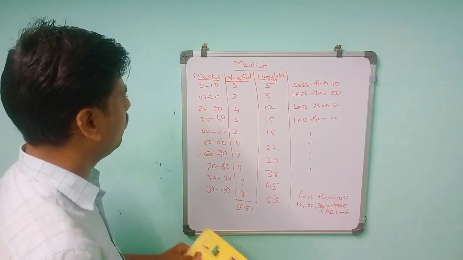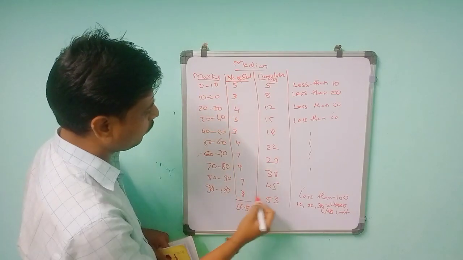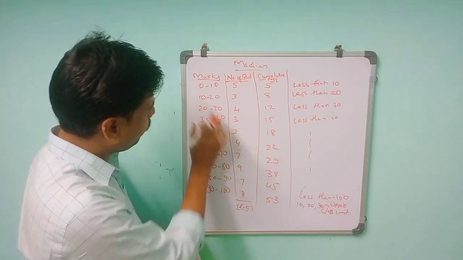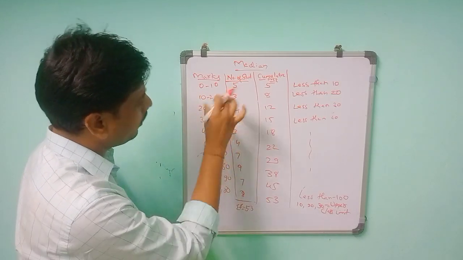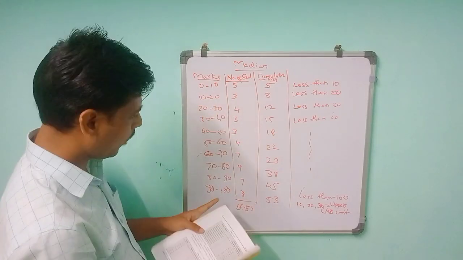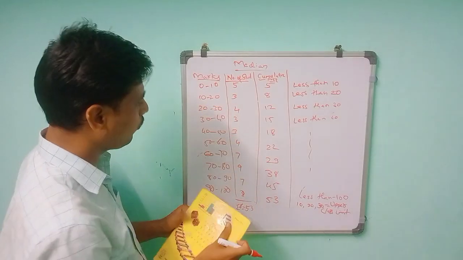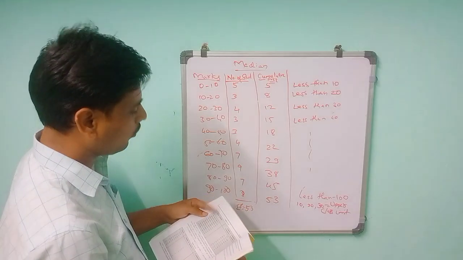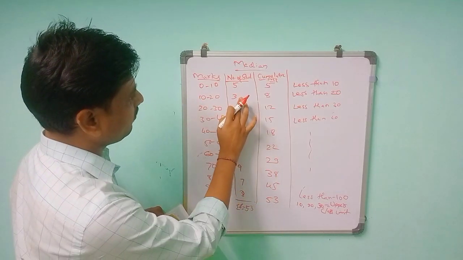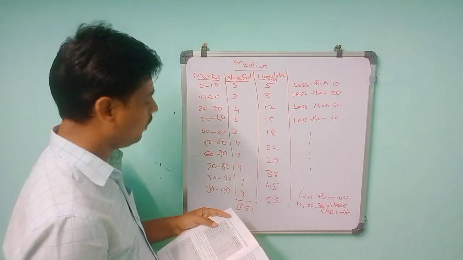More than or equal to 0. If you take more than or equal to 0, the total will be there, so that will be 53. Then for more than or equal to 10, the first class is removed, so 53 minus 5 will be 48. So you get 48 as the more than 10 value.